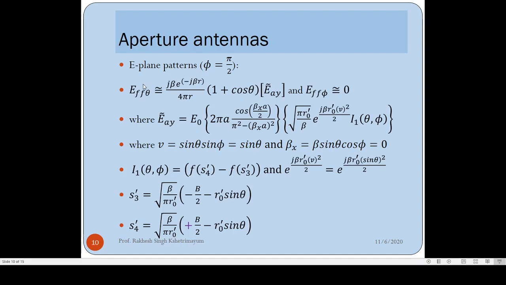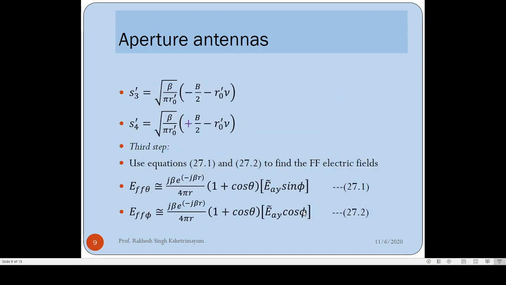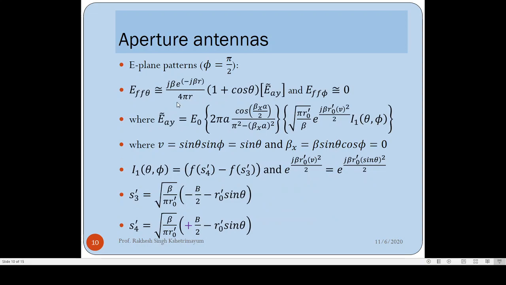Let us consider the particular cases, let's say the E-plane or the H-plane. In the E-plane, phi is pi by 2, which is the YZ cut, the YZ plane. When phi is pi by 2, look at this term here, this term will become 0, we'll have only this term, and sin phi will become 1. So the simplified expression is 1 plus cos of theta times the Fourier transform of the electric field. With this term here, the phi component will become 0. What is the 2D Fourier transform? The 2D Fourier transform was expressed like this.